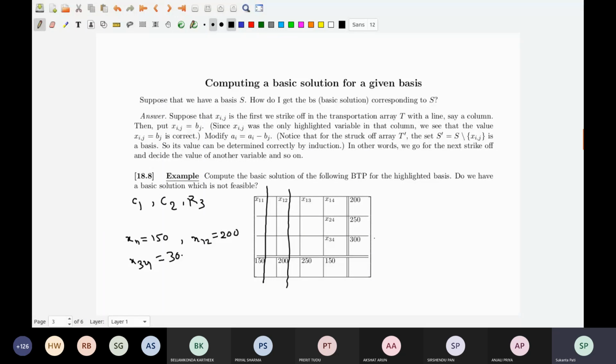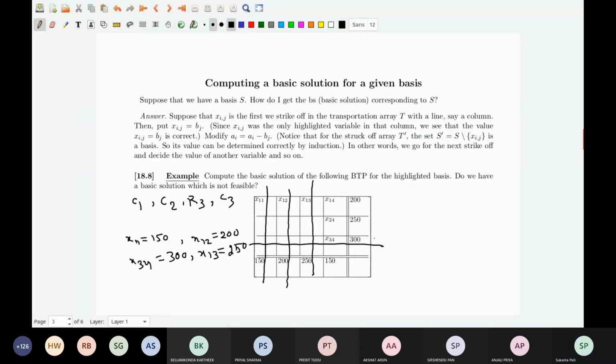Next, you will still have a line containing one highlighted unstruck variable. Now suppose I select column 3. So in that case, x13 is equal to 250. Then, of course, you have two variables in one single line. You strike off one. I have selected column 3, so that is done. Then you will have two rows extra.